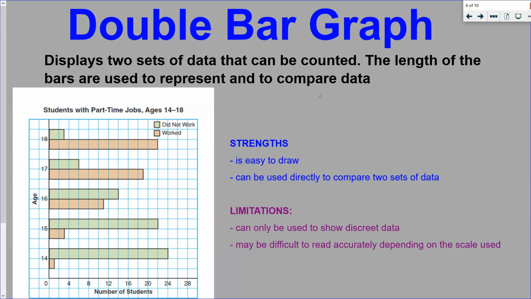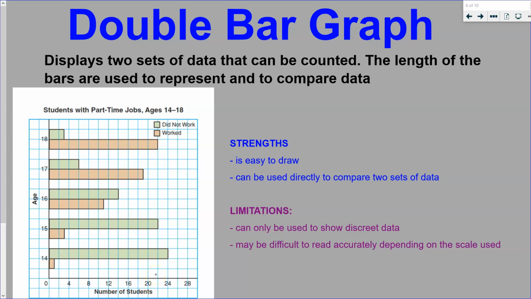These are nice. So they're saying students with a part-time job, ages 14 to 18. They have the colors as did not work and worked. They've got the age on the side, the number of students. So at age 18, this many didn't work, this many did work. Okay, they're going up by increments of 2. So I can tell right here that 3 did not work and 22 did.